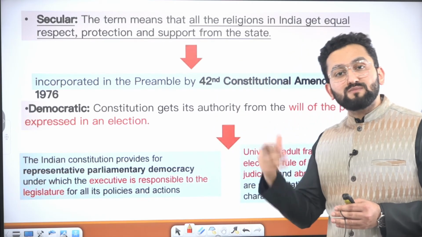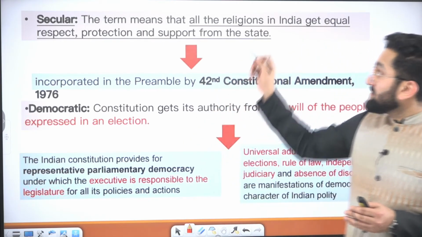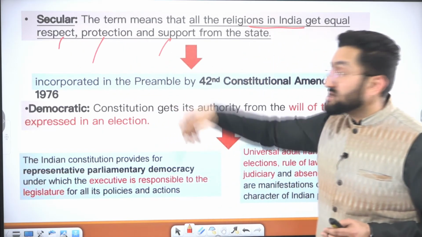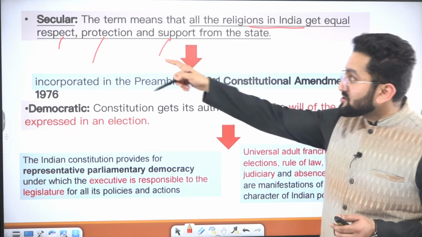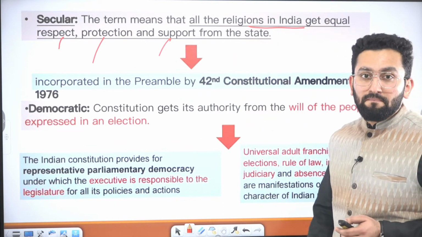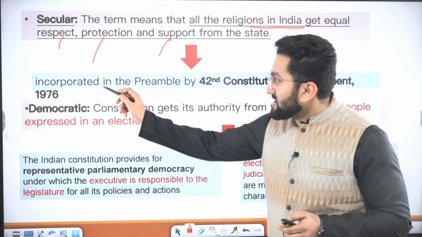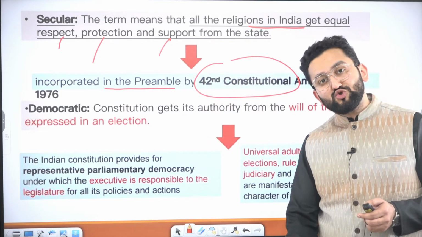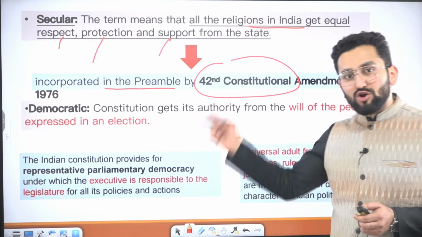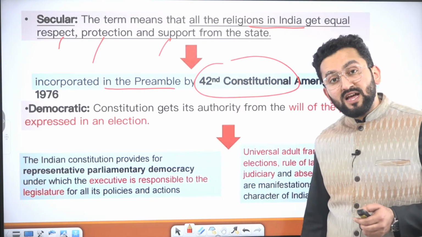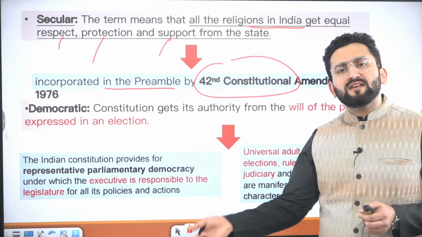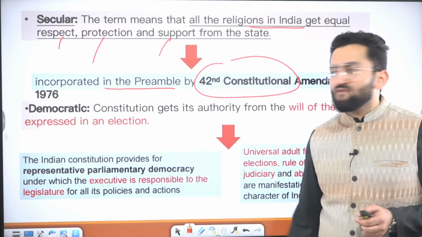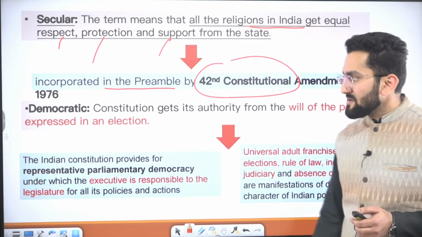But when the secular word is used in the Indian Preamble, it is different. It is based on Sarv Dharm Sambhav. It means religions in India get equal respect, protection and support. Support is also there. Protection is also there. Respect is also there. Right? It was incorporated in the Preamble by the 42nd Constitutional Amendment Act when the word socialist was added. It was not originally part of the Indian Constitution. Why? Because our framers thought we had already given so many articles which represent the secular character. Why mention this word separately here?